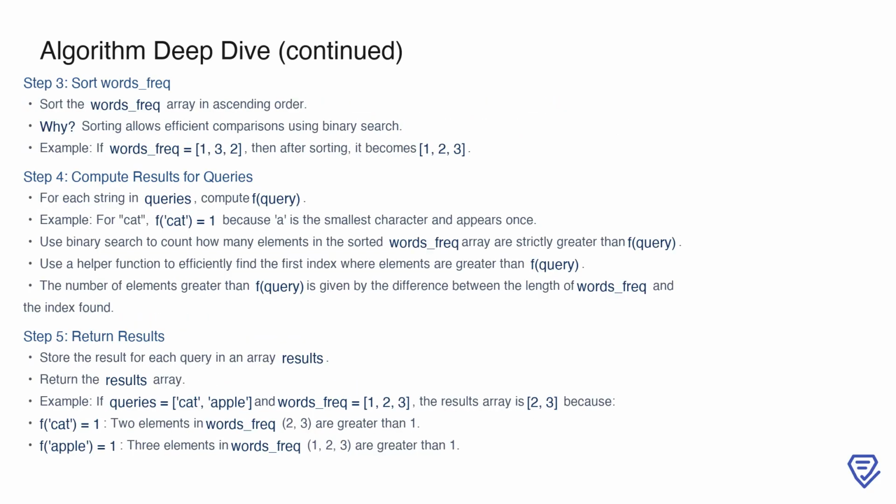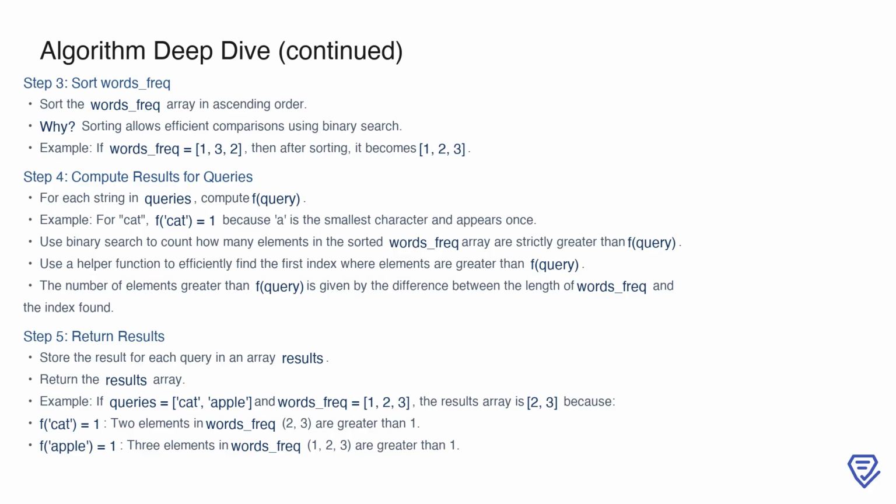The next step is to sort the words_frequency array in ascending order. Sorting is crucial because it allows us to efficiently compare values using binary search later on. For example, if words_frequency initially contains 1, 3, 2, sorting transforms it into 1, 2, 3. With this sorted array, we can proceed to process the queries. For each string in the queries list, we calculate its fs value.